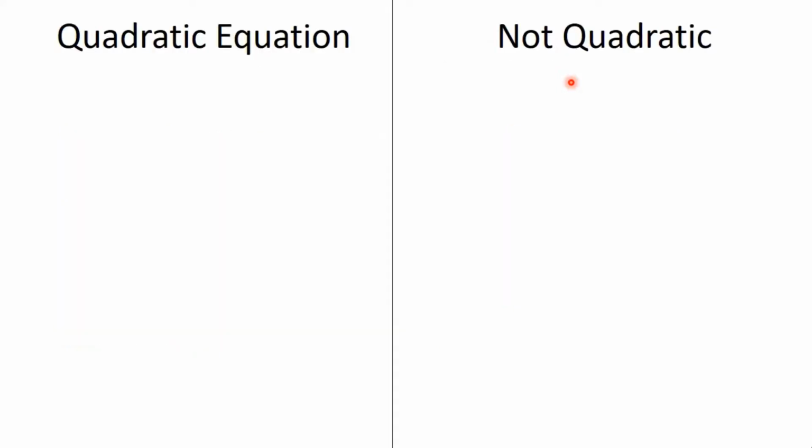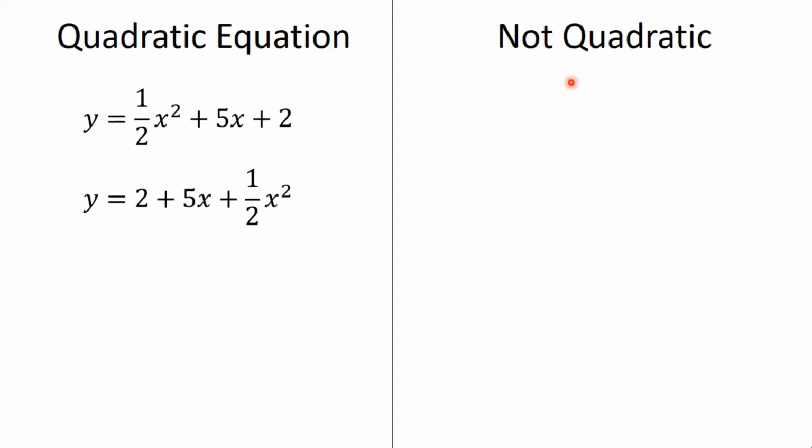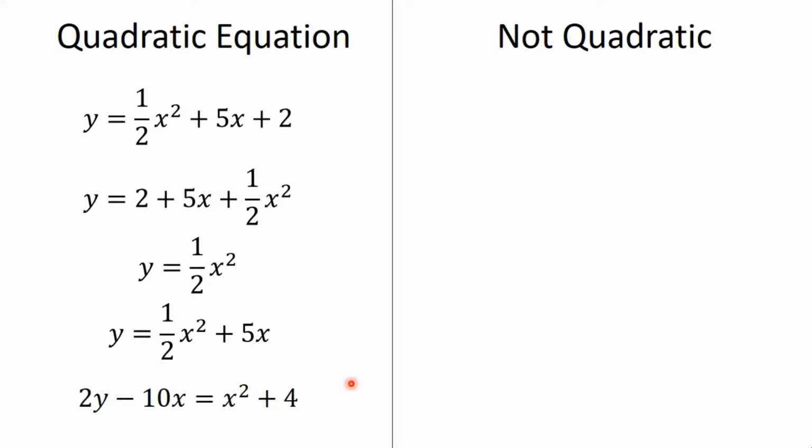So just to show you some examples, on the left-hand side, these are all quadratic equations. So, for instance, y is half x squared plus 5x plus 2 would be a quadratic equation. y is 2 plus 5x plus a half x squared. See how I've just changed the order around? It's still a quadratic equation, it's fine. y is a half x squared. So you can see I've just knocked off the 2 and the 5x, that's fine. In fact, I could have just knocked off the 2, so y is half x squared plus 5x. Still a quadratic equation, that's fine.